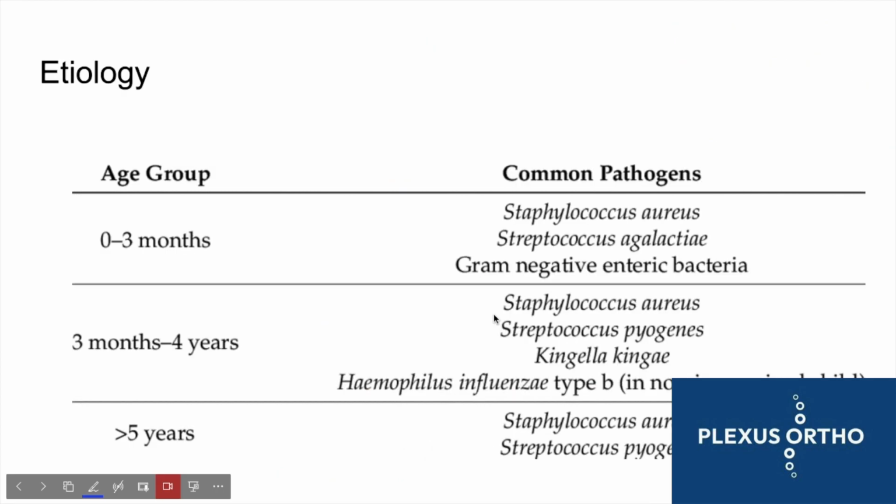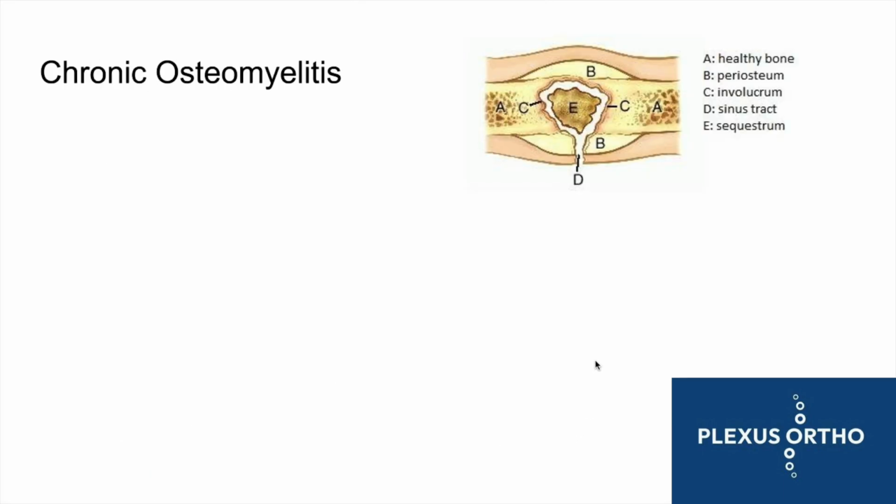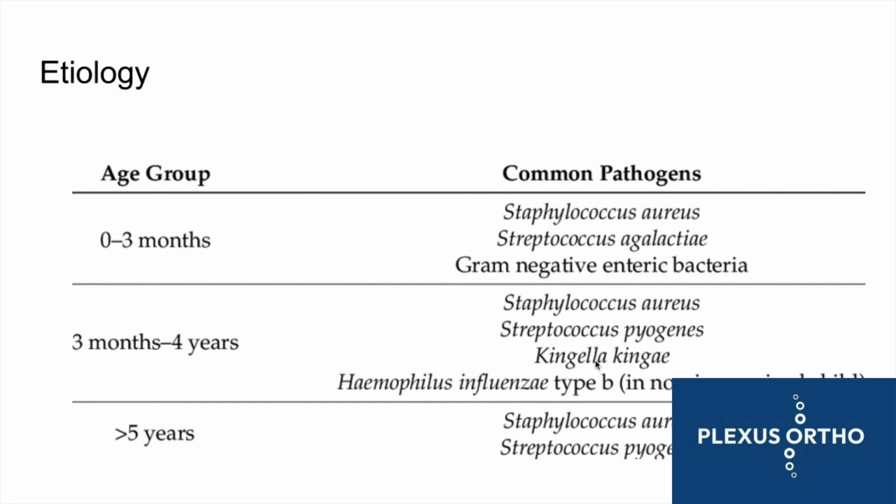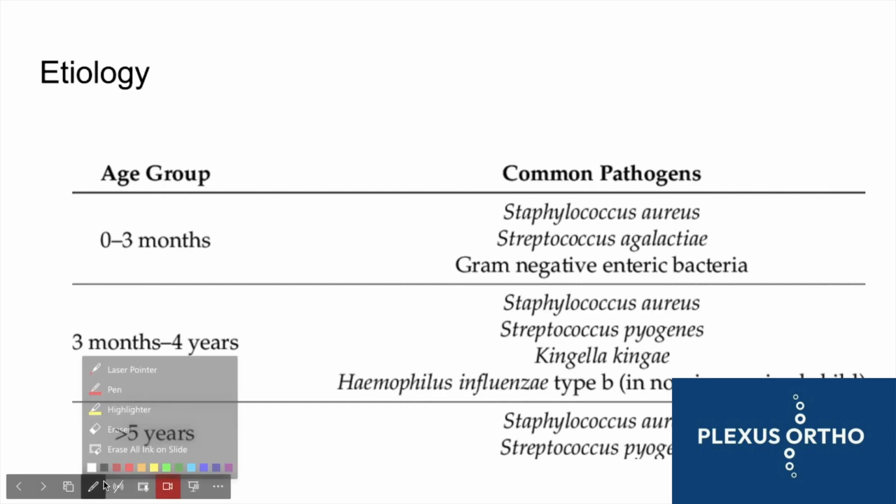So coming to the etiology, the one thing you must understand in the etiology, this question is often asked in MCQs and everything. Staph aureus is by far the most common organism, doesn't matter which age it happens. It happens most commonly in the 0 to 3 age group, in the 3 months to 4 year age group, and it is most common in the more than 5 age group. So Staph aureus is the most common organism that causes osteomyelitis, right?